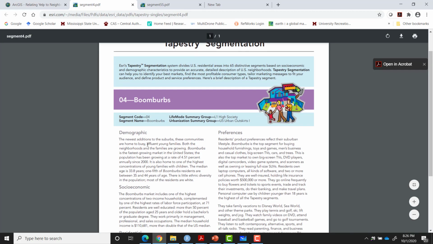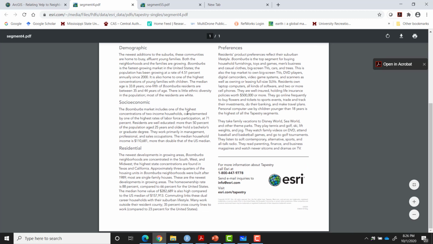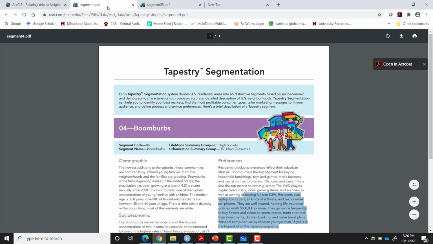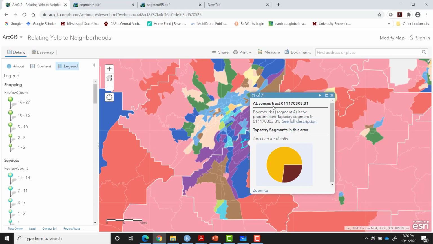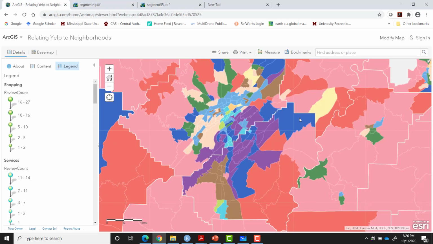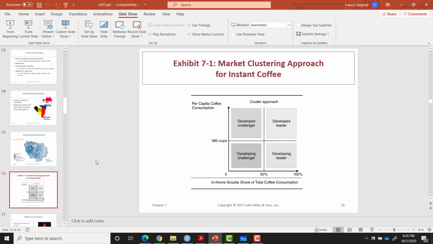These are additions to suburbs, busy, affluent, young families. I think I might have got Hoover by mistake. I'm not sure. And again, it tells you a little bit about their consumer preferences. This is a very basic segmentation solution. There are bigger paid ones where they'll tell you exactly how much of each consumer segment is in a certain area. Okay.